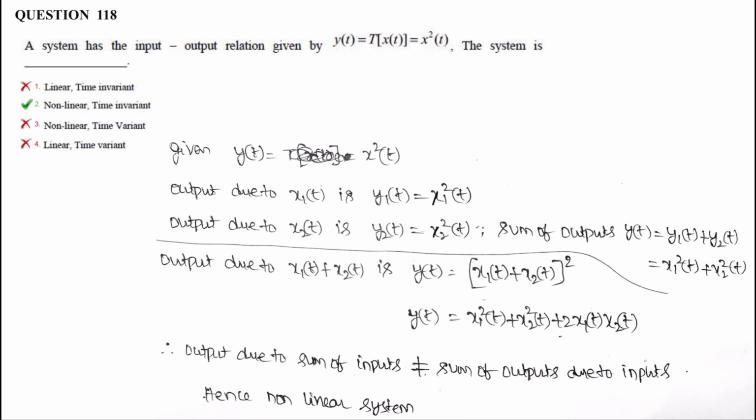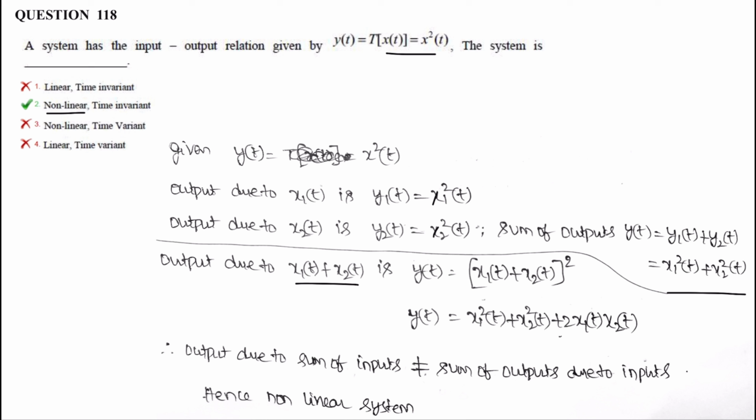that is x1 square of t plus x2 square of t. Output due to x1 of t plus x2 of t is x1 square plus x2 square plus 2 into x1 into x2. So here the output due to sum of inputs is not same as sum of outputs due to input. Hence the system is non-linear system.